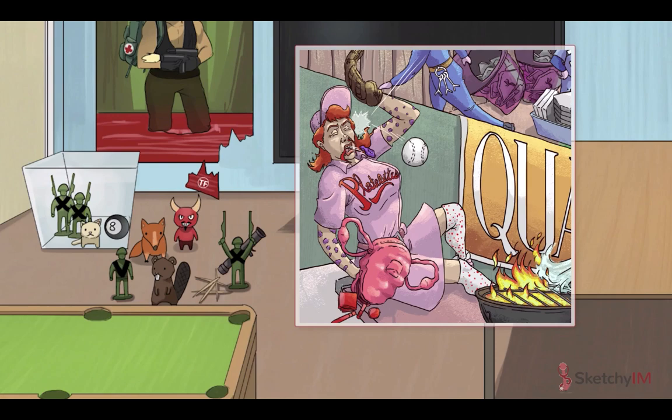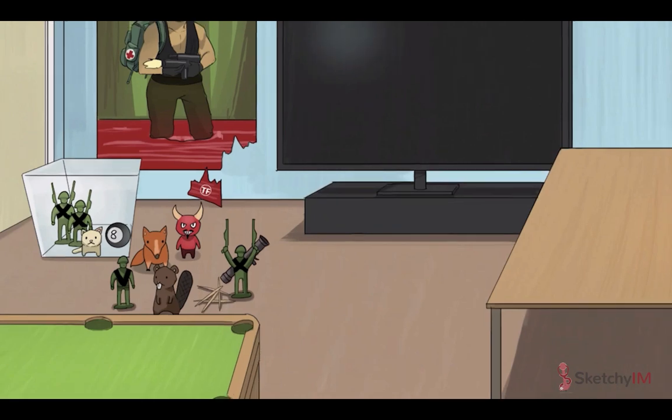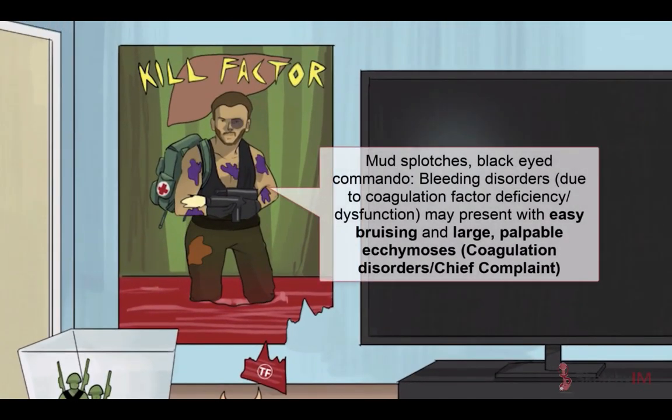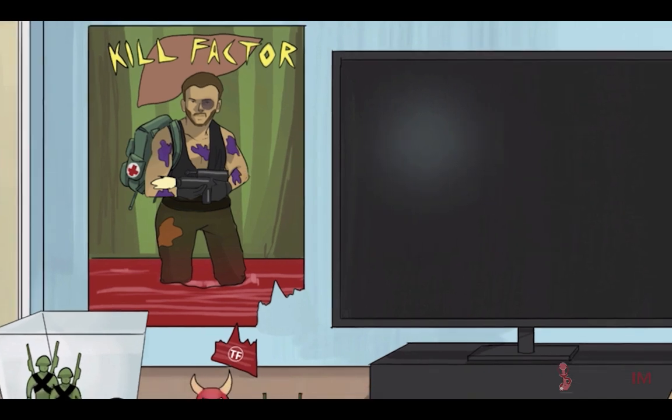We saw some asymptomatic petechiae, maybe some small superficial ecchymoses that didn't spread to deeper tissues or anything, maybe some menorrhagia for sure. But now look at Dutch over here. I ain't got time to bruise. Patients with coagulation disorders due to factor problems may present with easy bruising and large palpable ecchymoses, as evidenced by this bruise commando covered in large palpable splotches of ecchymotic mud.